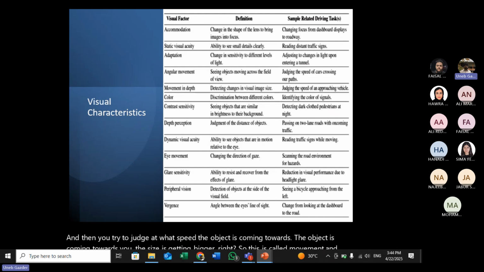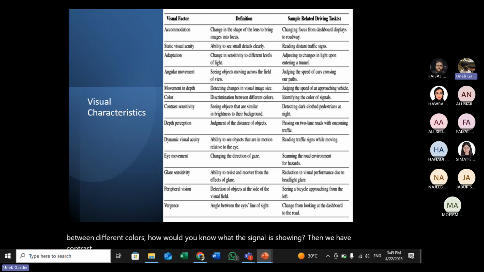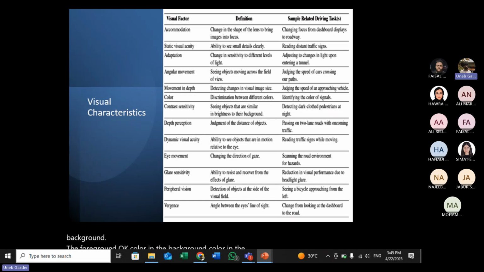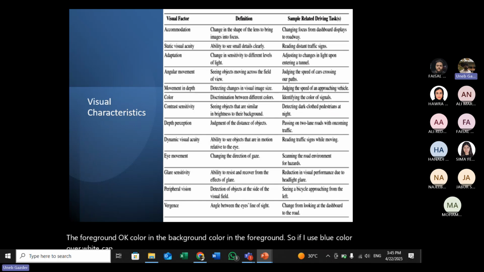Then we have color. Color is the ability to differentiate between different colors. We are using different colors on signals, for example. If you cannot differentiate between different colors, how would you know what the signal is showing? Then we have contrast sensitivity, meaning to differentiate between a color in the background and a color in the foreground. If I use blue color over white, can you see it properly? Can you read anything which is blue over white, and so on and so forth?